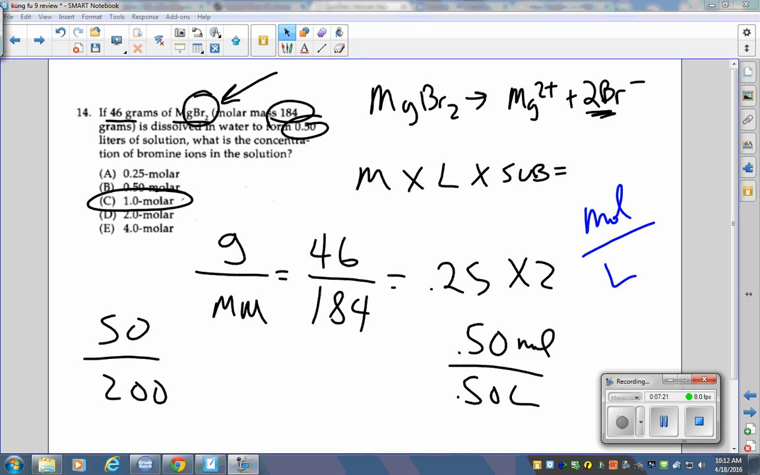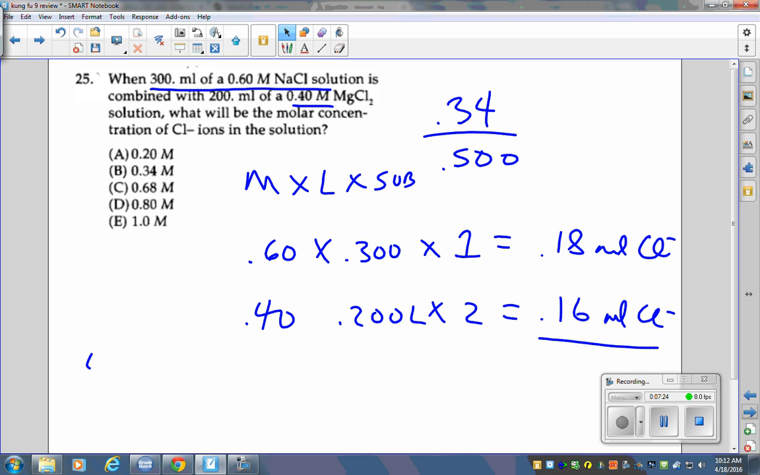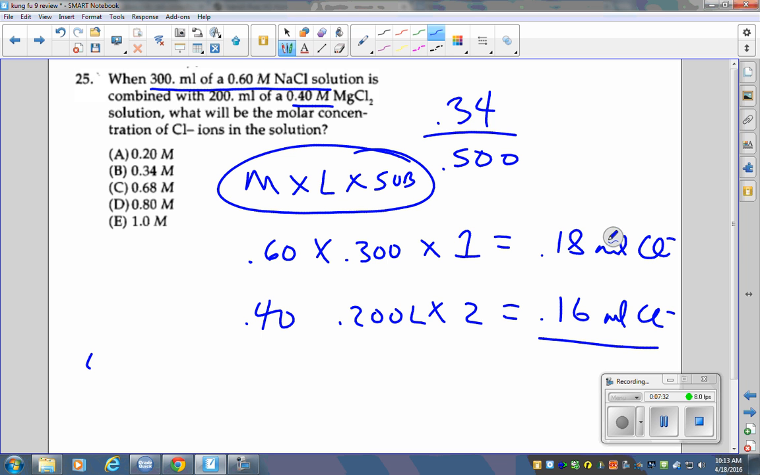All right, next one. They're asking molar solution to Cl-. Oh, wait a second. Oh, M times L times subscript. Watch what I do. First one is 300 milliliters of 0.60 NaCl. So I care about the Cl there. Subscript is 1. So I'm going to go 0.6 is my molarity. My liters is 0.3. My subscript is 1. 0.6 times 0.3 is going to give me 0.18 moles of Cl-.